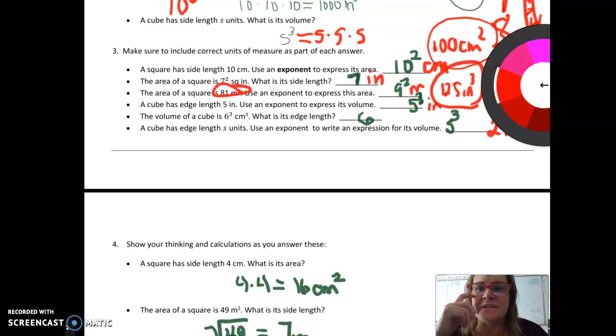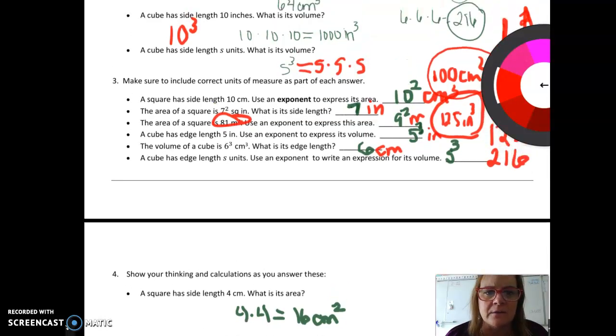The volume of a cube is 6 cubed centimeters cubed. What is its edge length? It'd have to be 6 if it's 6 cubed. 6 times 6 times 6, and these are centimeters. And then lastly, a cube has an edge length of s. Write an exponent to express the volume: s times s times s, or s cubed.